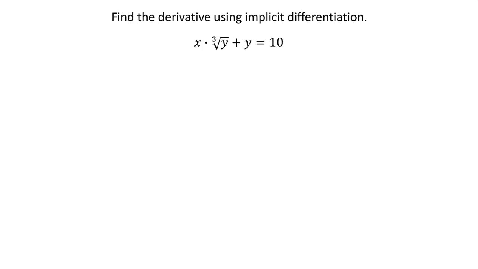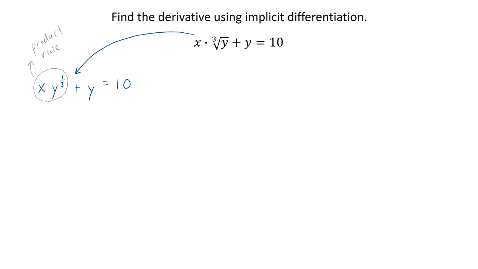In this video, we're going to do some examples of finding the slope of a curve at a given point using implicit differentiation. Our first equation is x times the cube root of y plus y equals 10. Let's first rewrite this equation in exponential form rather than radical form. That gives us x times y to the 1/3 plus y equals 10.